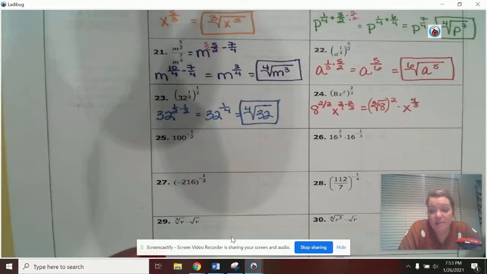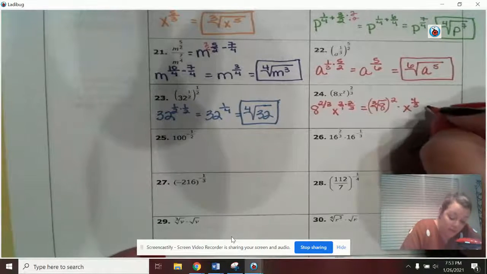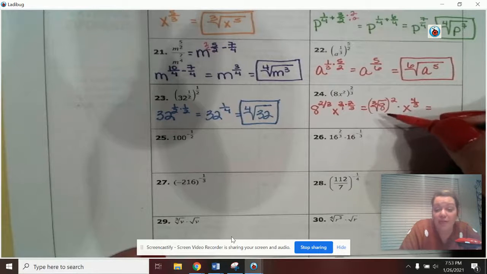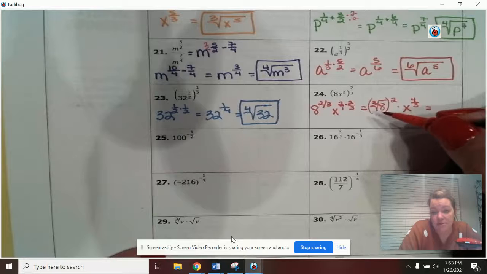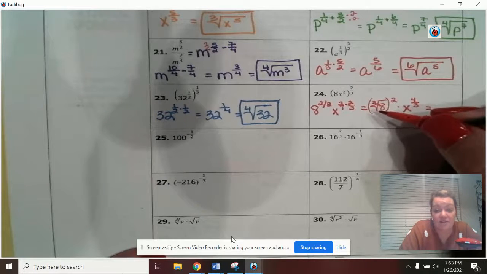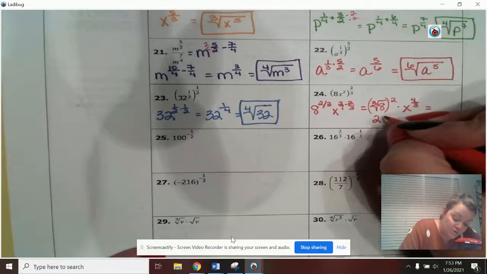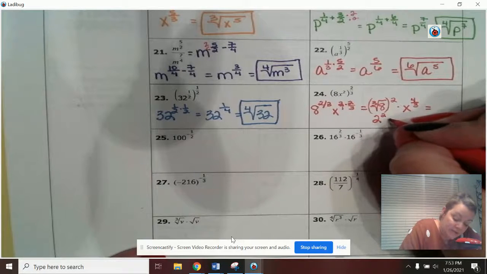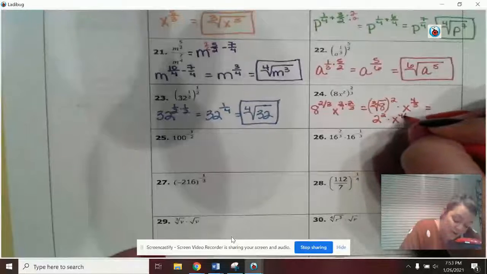I'm going to keep doing some simplifying here. The cube root of 8, I know that's 2. So 2 times 2 is 4, times 2 is 8. So this cube root of 8 part simplifies down to just 2. So I have 2 squared times x to the 4/3.